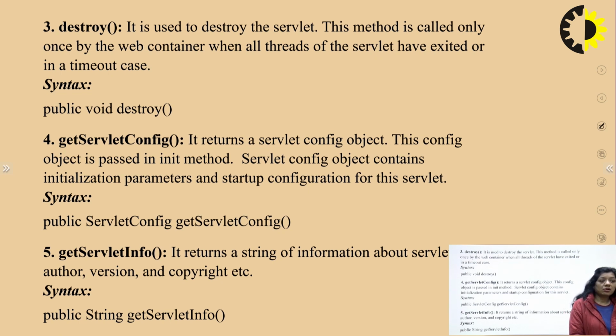Next is getServletConfig. It returns a ServletConfig object. This config object is passed in the init method. The ServletConfig object contains initialization parameters and startup configuration for the servlet. And getServletInfo returns a string of information about the servlet: author, version, copyright, etc.